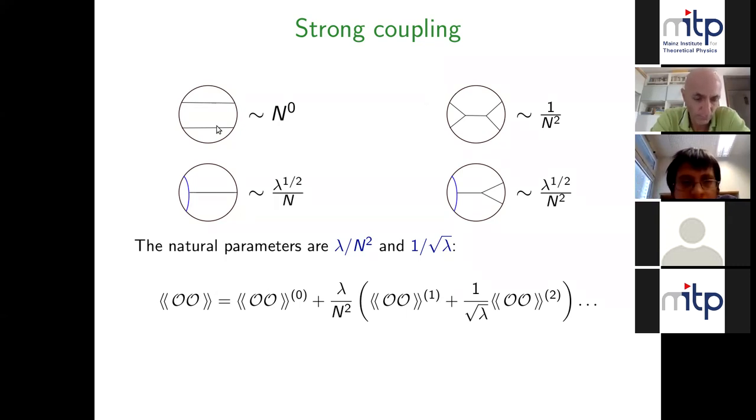The leading contribution in terms of Witten diagrams is this one, which is just a disconnected component, the identity contribution, so it's kind of trivial. At strong coupling, the natural parameters that you get when you look at this expansion are lambda over N squared and 1 over square root of lambda, where lambda is the 't Hooft coupling and N is the rank of the gauge group SU(N). So this part is disconnected. It's kind of trivial. It's just the identity. This part is given by this diagram.